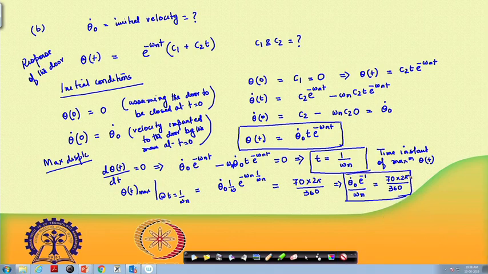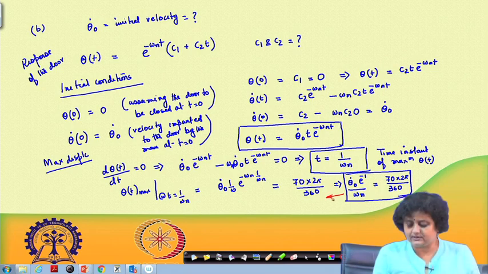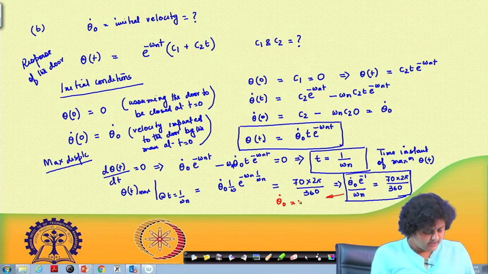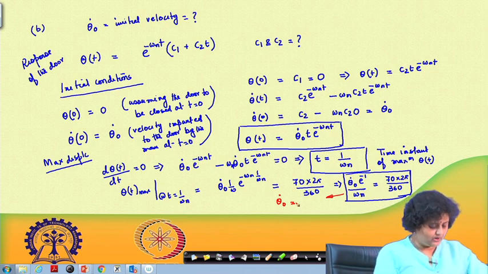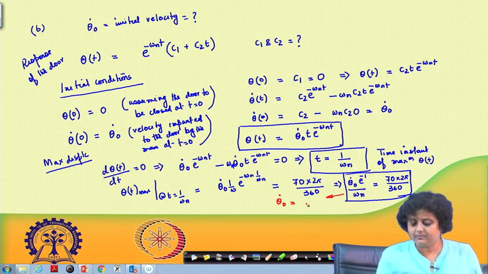Okay. So, if I solve this equation, I can find out theta dot 0. Let me give you the value for theta dot 0. So, theta dot 0 is going to become 3.75 radian per second.